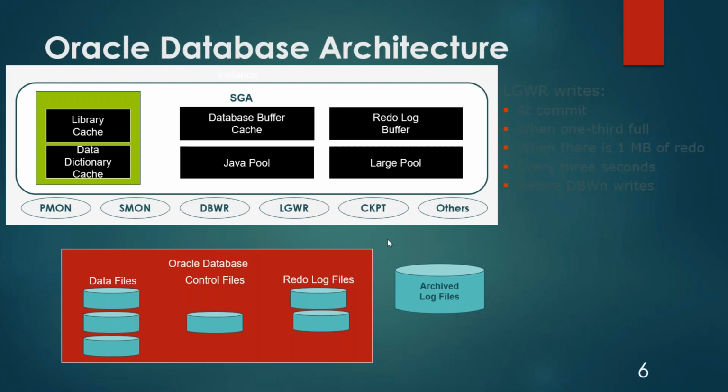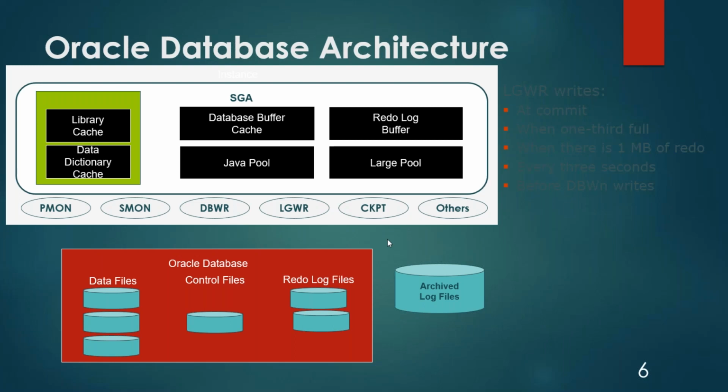Okay, so these are the files where the actual data resides. So data files are the files where the actual data resides. Control files are the files which have the metadata information. Redo log file contains the changes being made to the database. And when the backup of these redo log files is taken on disk, it is called archive log files.